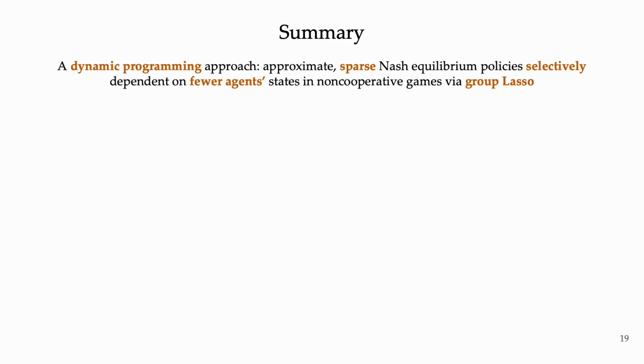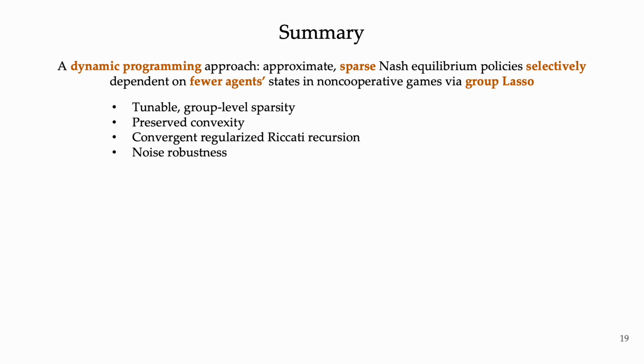To summarize, we propose a dynamic programming-based method for efficiently computing approximate, sparse Nash equilibrium policies that selectively depend on fewer agent states via group Lasso regularization.